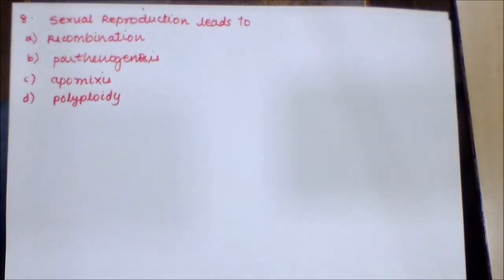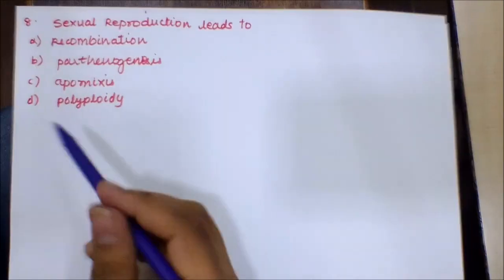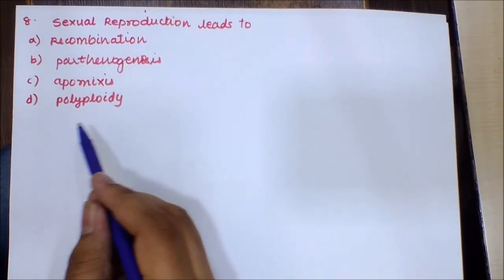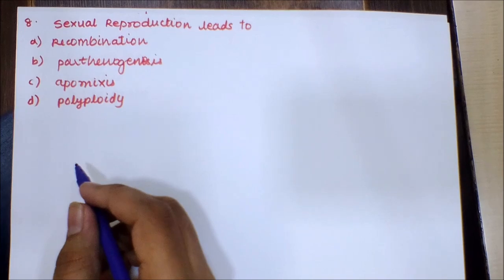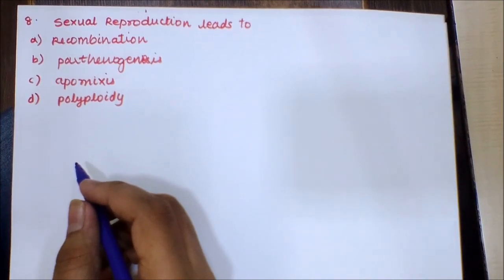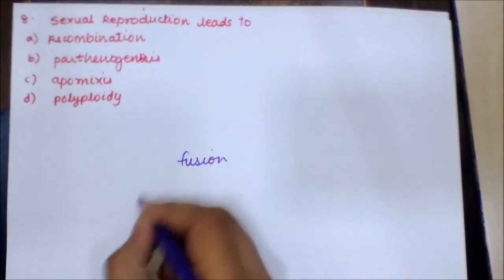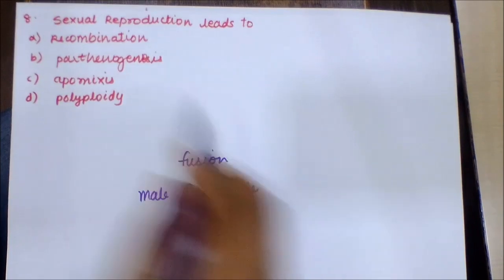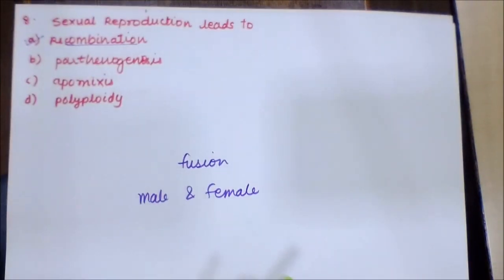Question number 8. Sexual reproduction leads to option A, recombination, option B, parthenogenesis, option C, apomixis, option D, polyploidy. Now, as we know that sexual reproduction is the process of development of a new organism through the fusion of male and female gametes, that is recombination. So option A is the correct answer.